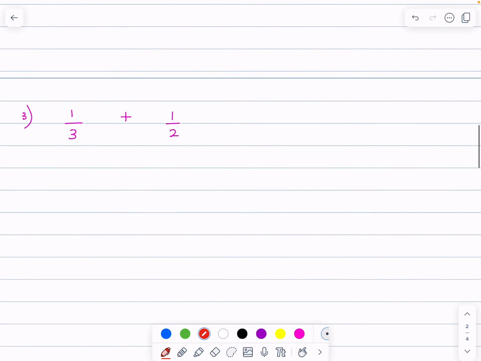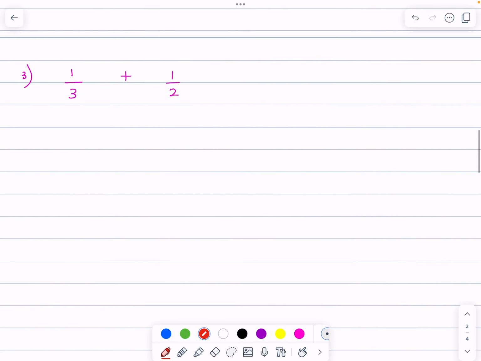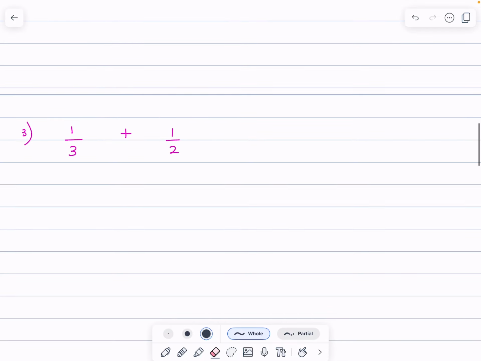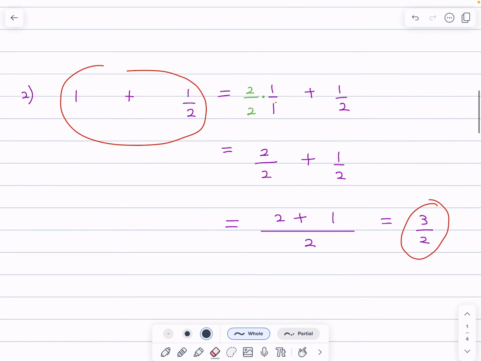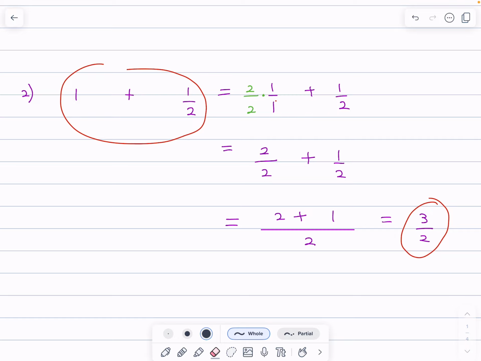So now let's look at this one. This one is a little bit different. These fractions, 1 over 3 plus 1 over 2, are two fractions, but if you observe, their denominators are different. The denominator for the first one is 3, the denominator for the second one is 2. Now the question is, how can I make these denominators the same? Similar to what I did here, I multiply the top and bottom by the denominator of the second fraction.